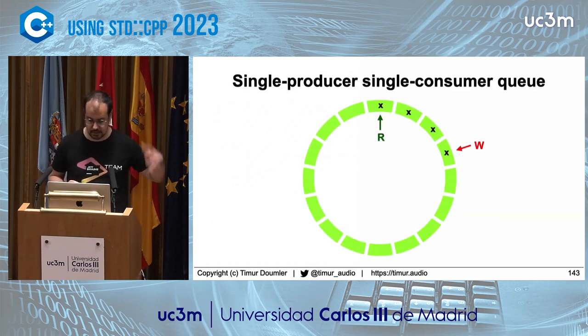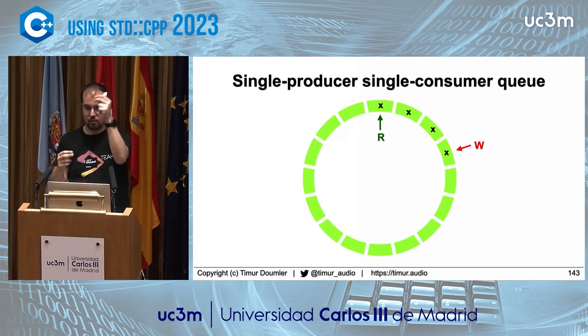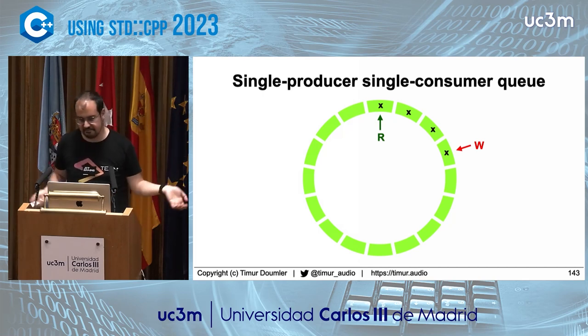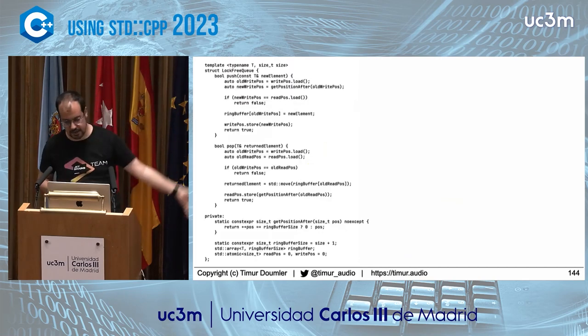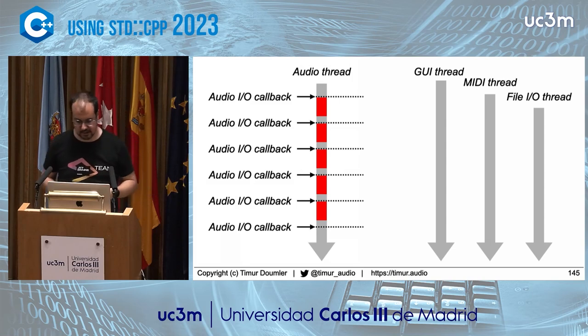The classic is a single producer, single consumer queue, where you have a writer thread that pushes and a reader thread that pops, and you implement that with a circular buffer. It's actually not that difficult to do. The implementation fits on a single slide, and you can do basically everything with this.